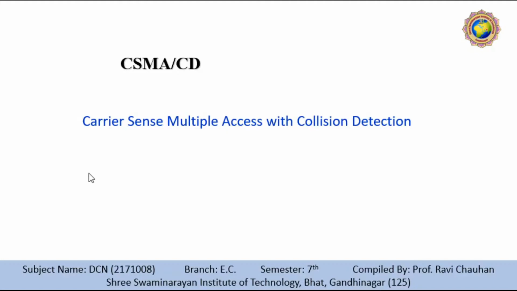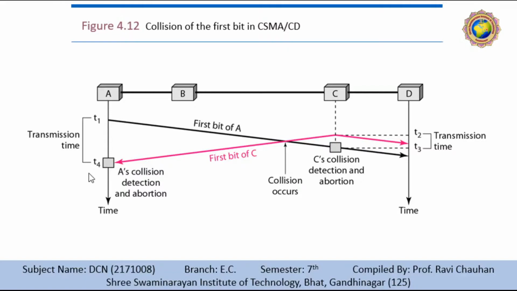To better understand CSMA/CD, let us look at the first bit transmitted by the two stations involved in the collision. Although each station continues to send bits in the frame until it detects a collision, we will see what happens at the first bit in the collision. In our figure, station A and station C are involved in the collision. At time t1, station A has executed its persistence procedure and starts sending the bits of its frame.